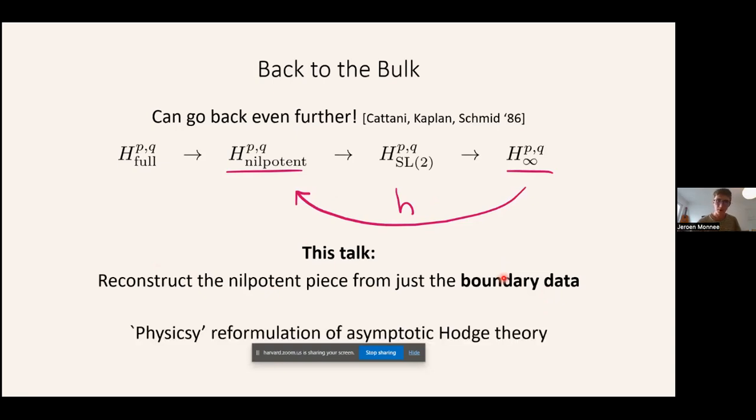Now, at the same time, I want to emphasize in this talk that this formulation of asymptotic Hodge theory is somewhat very physicsy, and I hope that this will become clearer as the talk progresses. But for example, if anyone is interested in getting into this Hodge theory business, but is a bit intimidated by all of this mathematics of limiting mixed Hodge structures, I think this perspective could be very useful, and I think there's still much to explore here.